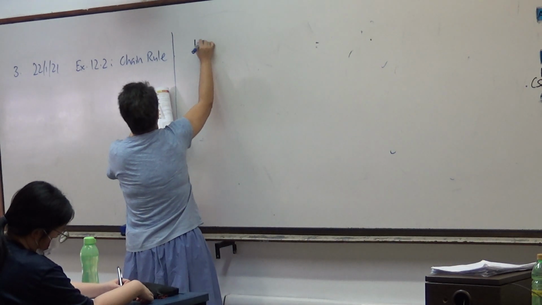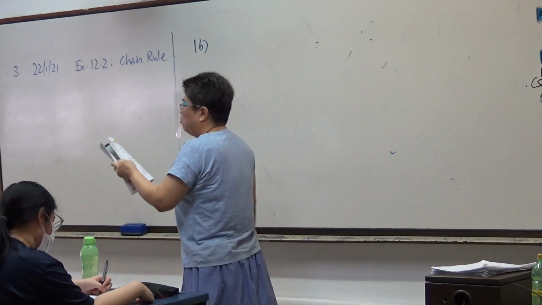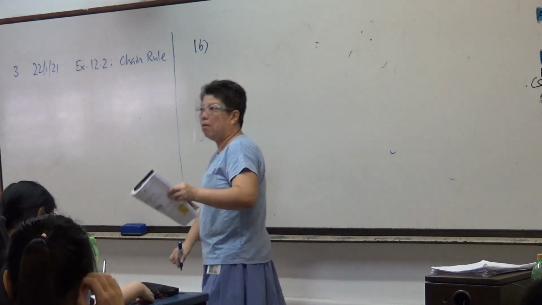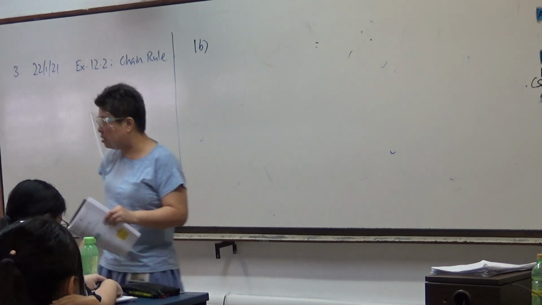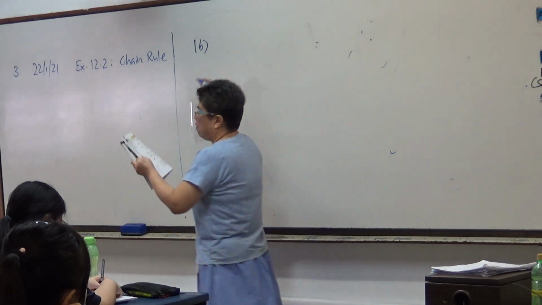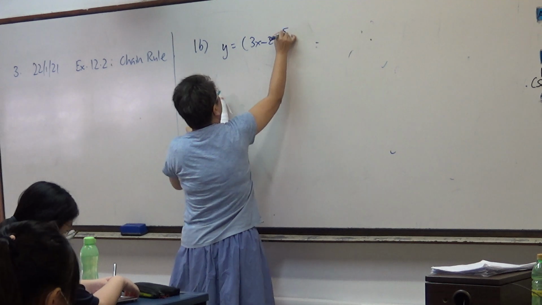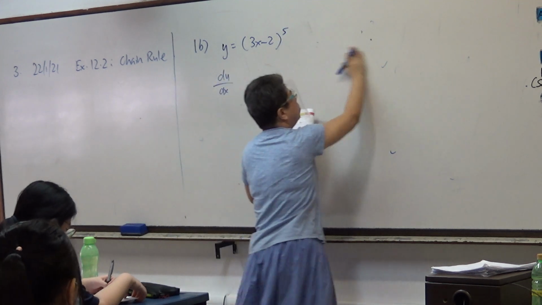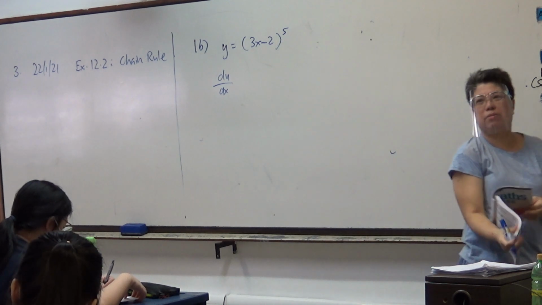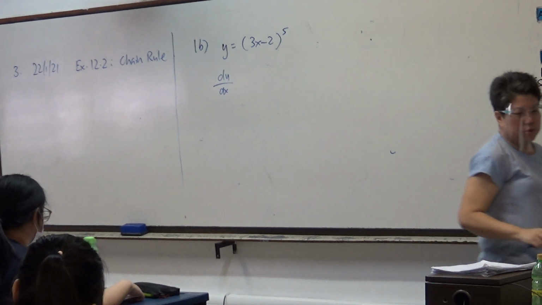Let's look at one. Use the chain rule to differentiate each function with respect to itself. In exam, you are not so tired. After you use chain rule, use what rule? Just differentiate, that's it. Okay? Now, I give you 1 minute to do this. Let's start. Don't look at me, I'm jealous. Just do your work.